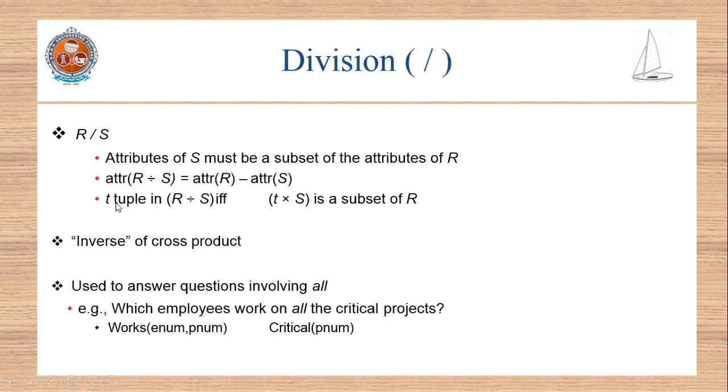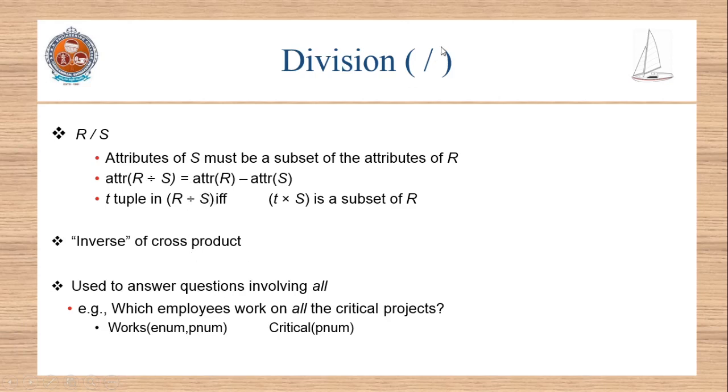If there is a tuple in R divided by S, we are going to have a tuple T in R divided by S as output if and only if that particular tuple T in S is a subset of relation R. Only then we can have a tuple in the output relation. This is nothing but the inverse of cross product. Division is nothing but the inverse of cross product. And I forgot to say, this is the symbol we are going to use. And in some cases we are going to use the division operator also.